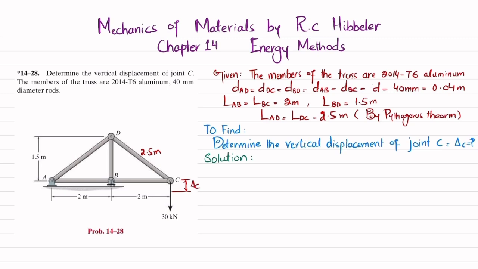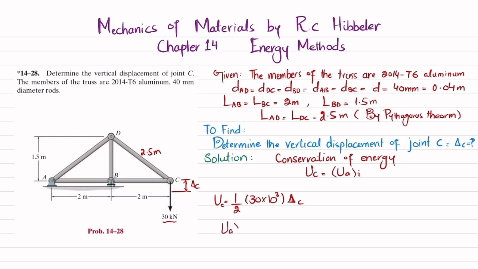Now we know that using conservation of energy, this formula UE is equal to UAI. Now what is UE? So you can see this is 30 kilonewton. So this external force will do work which is equal to UE, and this work is stored in the form of strain energy. So external work done will be equal to 1 over 2, 30 kilonewtons. So it will be 30 into 10 to the power 3 multiplied by this delta C.